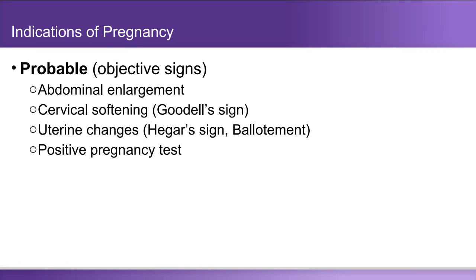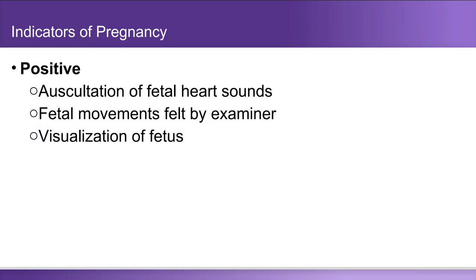And there are times when you can have a positive pregnancy test and actually not be pregnant. So again, these objective signs are stronger indicators of pregnancy than the presumptive indications, but we can't diagnose pregnancy based on these findings alone because we could have other causes. So that brings us to the positive indicators of pregnancy.